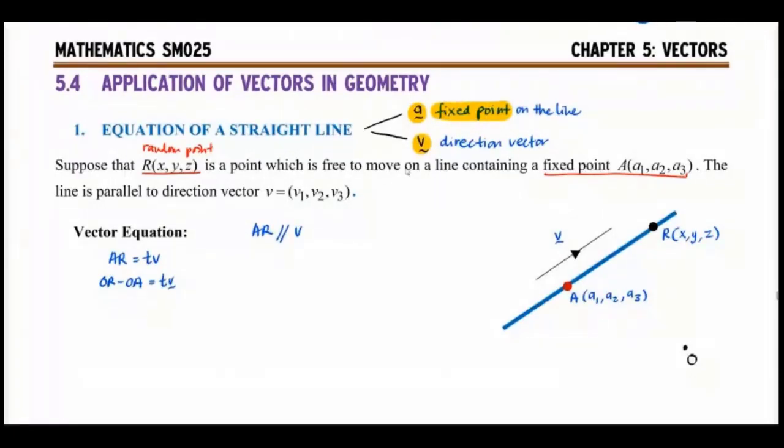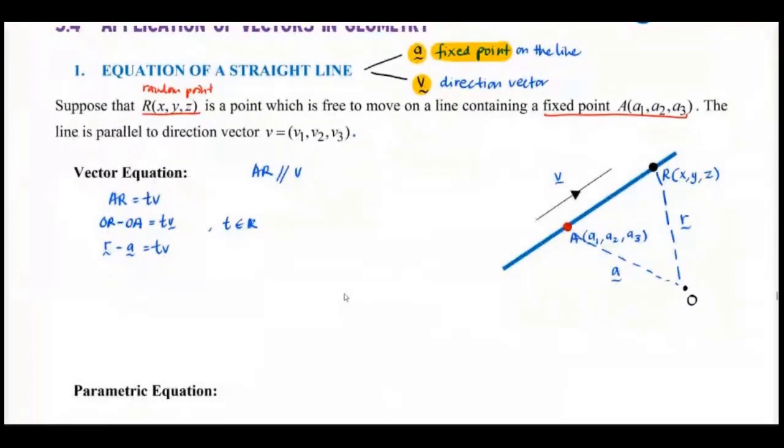So we will let R here be vector R and A be vector A. So we're going to have vector R minus vector A equal to TV. So T is a scalar, could be any number. Okay, so we make R the subject. We bring A to the right hand side, so we have A plus TV. So here is your vector equation.